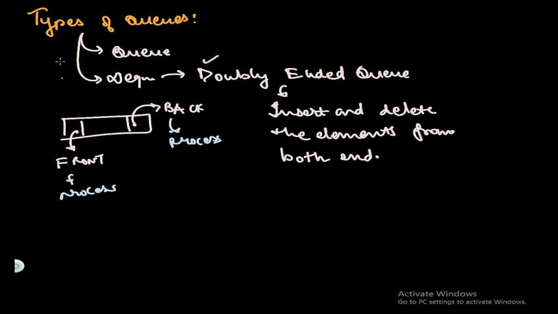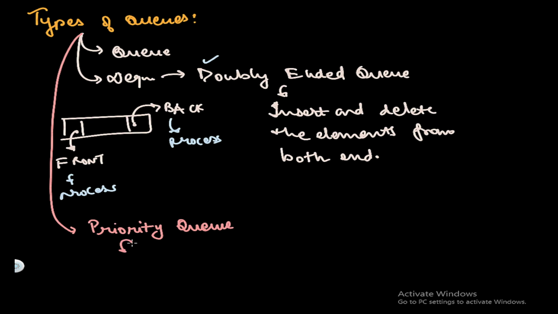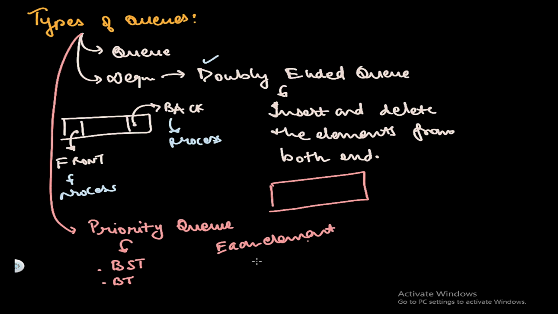Okay, and the third type of queue which we have is the priority queue. Now we cannot discuss more about priority queue because it requires the concept of binary search tree, binary tree, and all that. We will discuss this in the next part of the video, but to make sure that you understand the priority queue, let me give you a hint. A priority queue is a queue in which each element is assigned some priority.